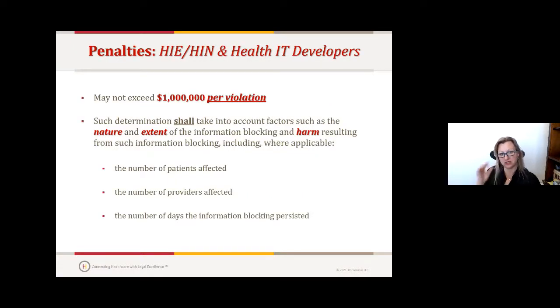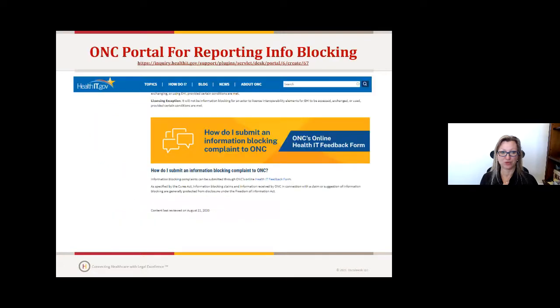Same thing with the rule on the OIG, the Office of Inspector General, which is going to be able to enforce against this. CMPs, civil monetary penalties, can be imposed against HIEs and HINs and health IT developers. There are CMPs that can go up to $1 million on this. We have seen a proposed rule and are just again waiting on that final rule.